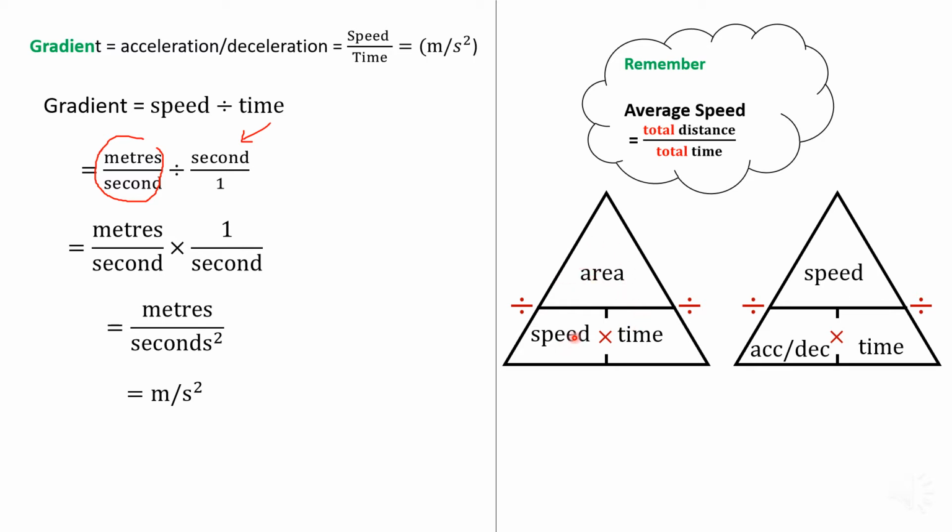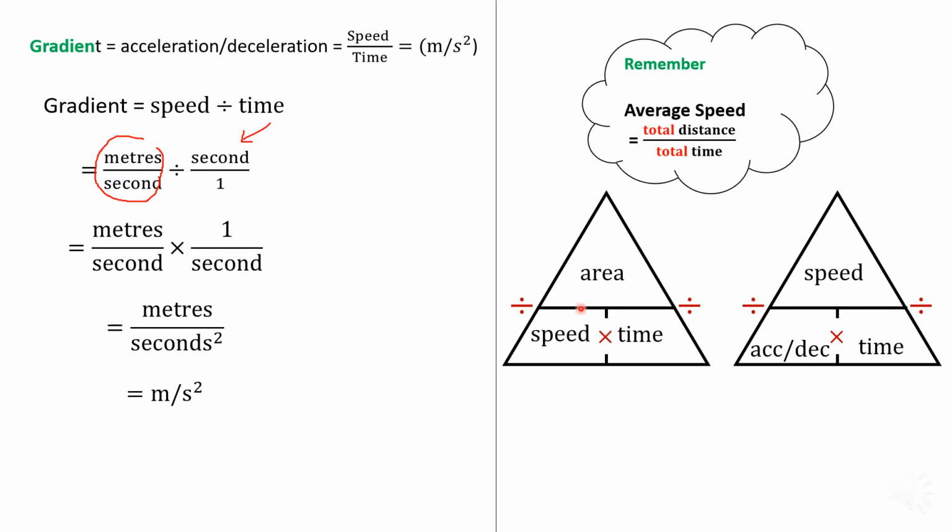When you want to find the speed, it is the acceleration or the deceleration times the time. When we want to find the acceleration or the deceleration, we take the speed divided by the time. When we want to find time, you say speed divided by either the acceleration or deceleration.